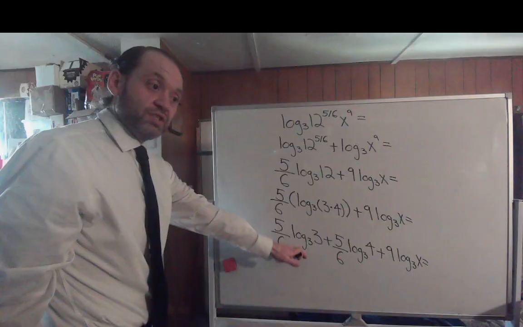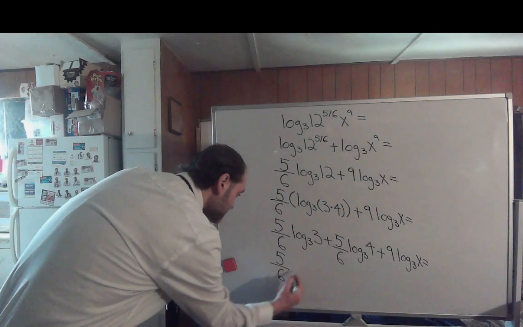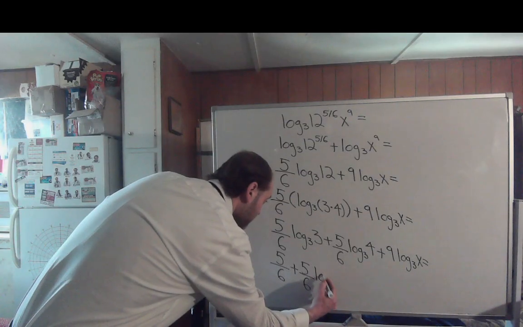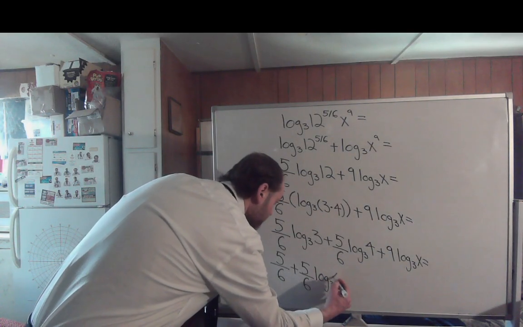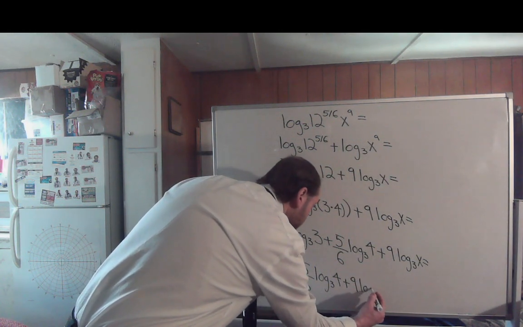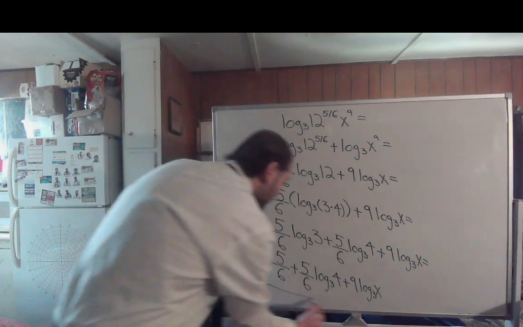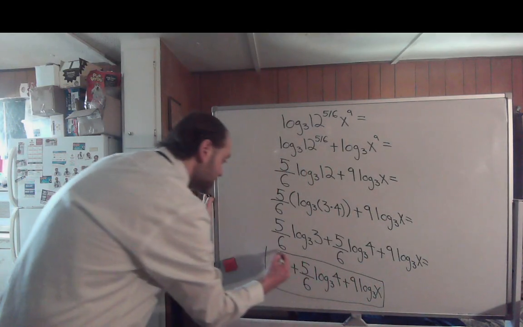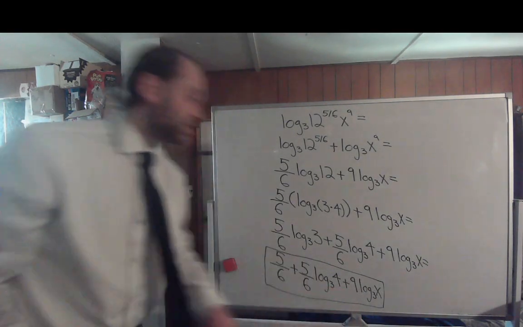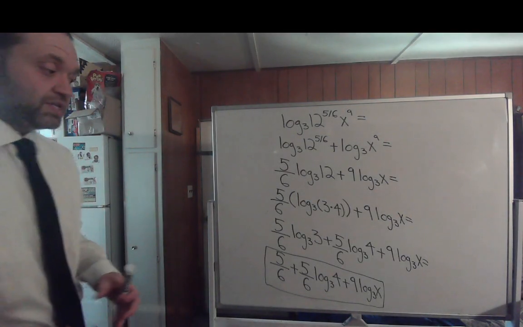Well, log base 3 of 3 is 1, so literally you'll end up with 5/6 plus 5/6 times log base 3 of 4 plus 9 log base 3 of x. And there is the best answer you could get. 5/6 plus 5/6 log base 3 of 4 plus 9 log base 3 of x. So that one was a little bit of a doozy.